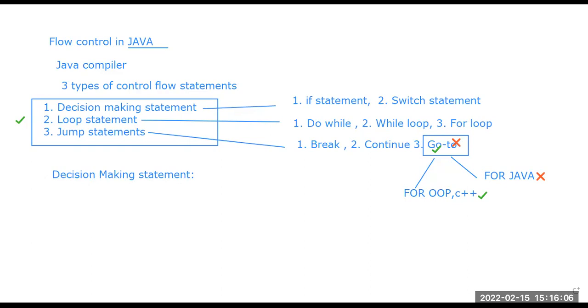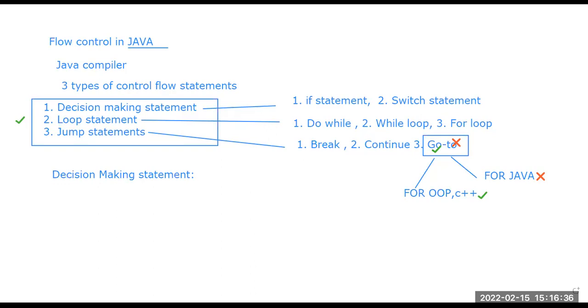Under the decision making statement there are the subcategories of if statement and switch statement, right? This controls the program flow depending upon the result of the condition that we are going to provide it, right? It decides which statement we're going to execute and at which particular moment.